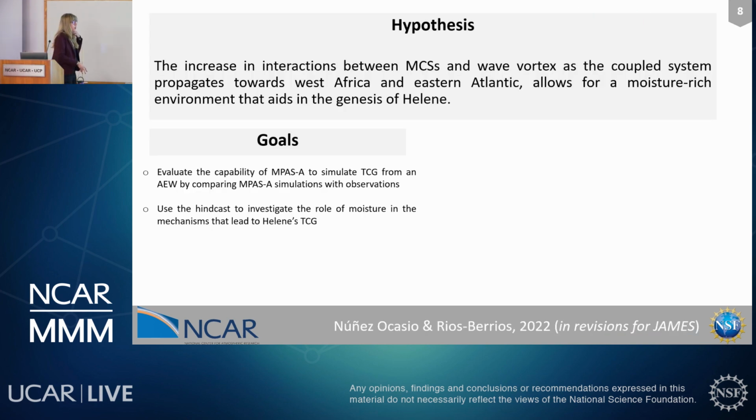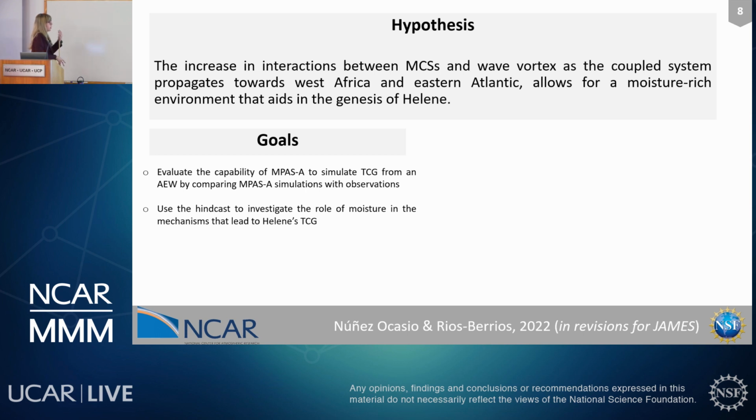So I came to NCAR with this very general hypothesis, thinking that, now knowing that developing systems propagate over Africa in a favorable environment, that could be translating to the actual local environment between wave and convection and could aid genesis. So, very general hypothesis.